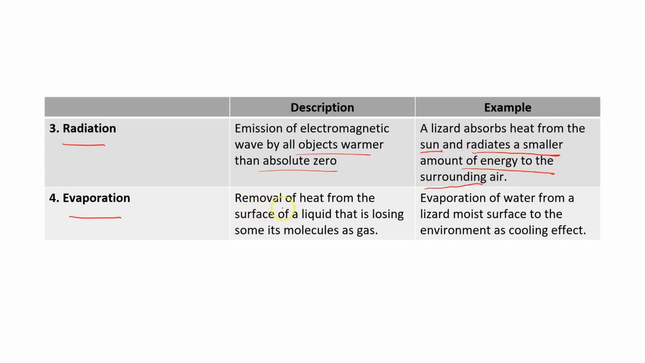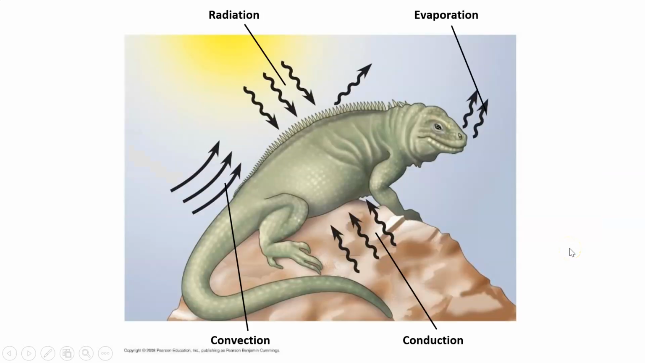Evaporation, removal of heat from the surface of a liquid that is losing some of its molecules as gas. So evaporation of water from a lizard's moist surface to the environment has a cooling effect. Okay, so ini adalah 4 cara lah. So conduction, convection, radiation and evaporation. So you have to know an example for each one, how it occurs.